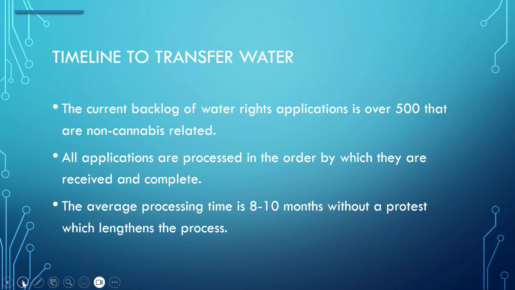The current backlog of water right applications is around 500 applications that are non-cannabis related. All applications are processed in the order by which they are received and completed. The average process time is 8 to 10 months. That's without a protest, which will, of course, lengthen the process.